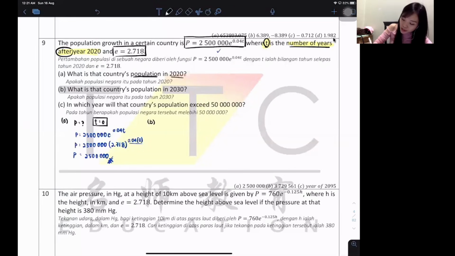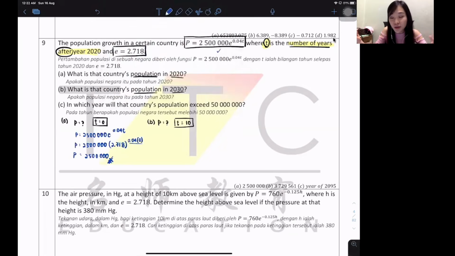B. What is the country population? No surprise, it asks for P again, population. In the year 2030, this time they again give you the year. What is my T value, guys? How do you know how many years? I use my fingers to count for you. 2020 is 0 because it hasn't gone after. 2021 is 1, 2022, 23, 24, 25, 26, 27, 28, 29, 30. You realize 2030 is actually number 10.